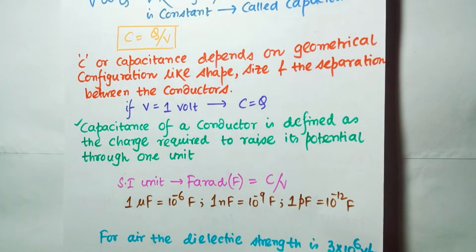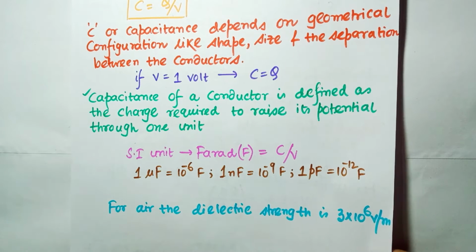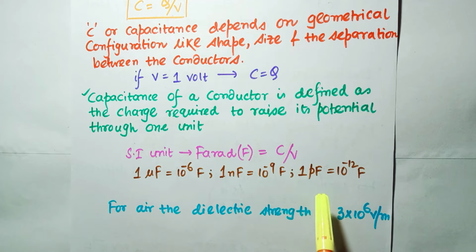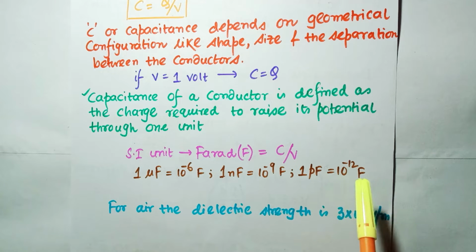There are different multiples of the farad: 1 microfarad is equal to 10 to the minus 6 farad, 1 nanofarad is equal to 10 to the minus 9 farad, and 1 picofarad is equal to 10 to the minus 12 farad. Now if we put some dielectric or insulating material between the plates of the capacitor, the maximum value of the electric field that the dielectric medium can withstand is called the dielectric strength of the material.